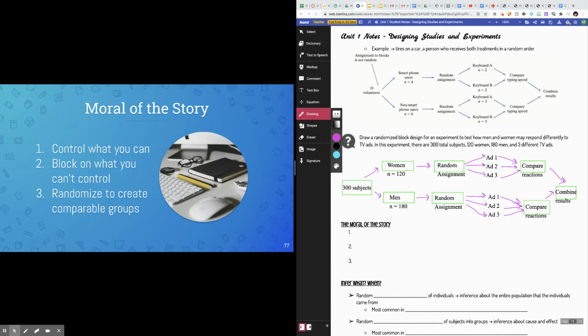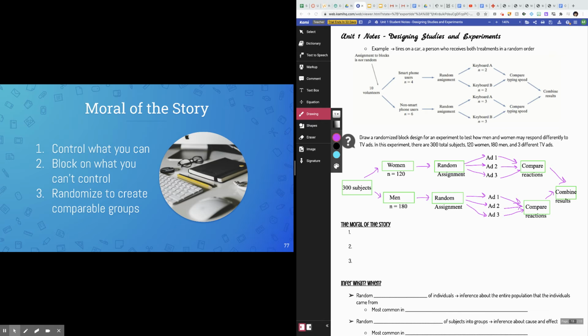Remember that if you are asked to do this on a free response question, you have to describe exactly how the random assignment would take place. So number the women from 1 to 120, randomly select the first third of them using a random number generator to be in the group for ad 1, then another third for ad 2, the remaining would go to ad 3. Okay, and then you would also have to describe that for the men.